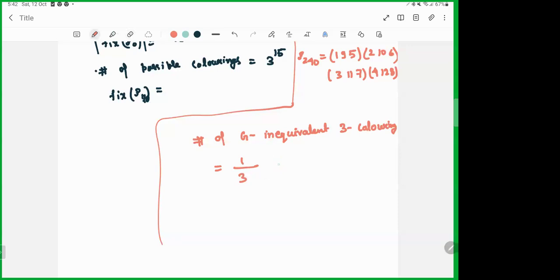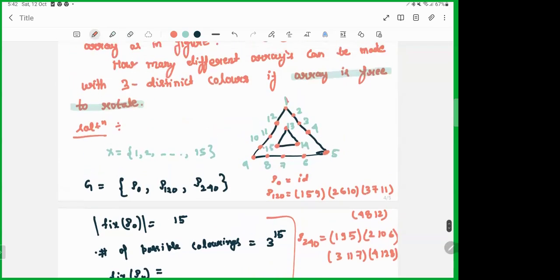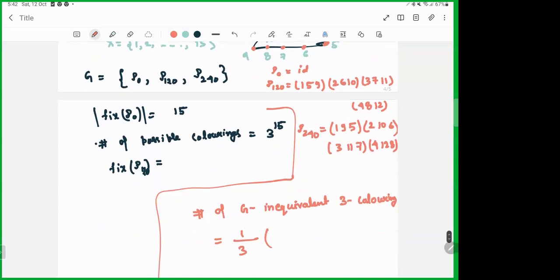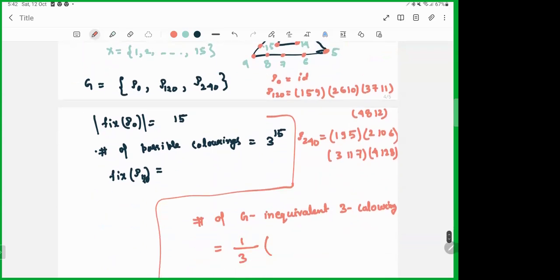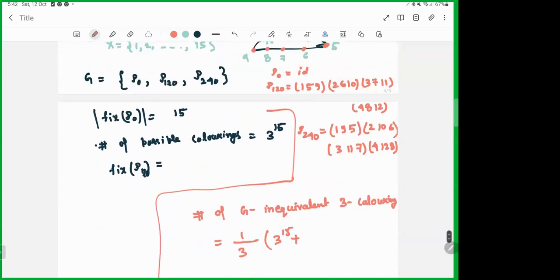So what is that? What is C(pi) for row 0? C(pi) is basically the number of cycles there are. There are 12 cycles, right? Then for row 120 there are 4 cycles. Then for row 240 there are 4 cycles. So this should be the answer in this way.